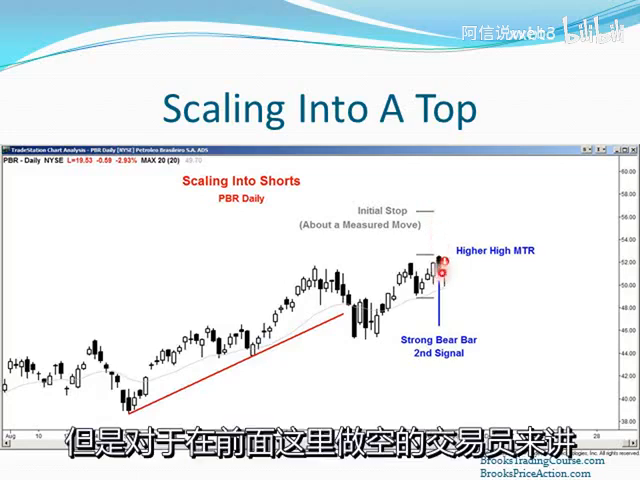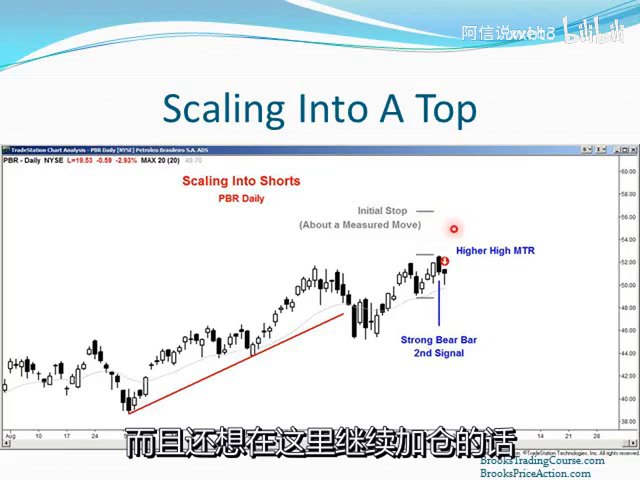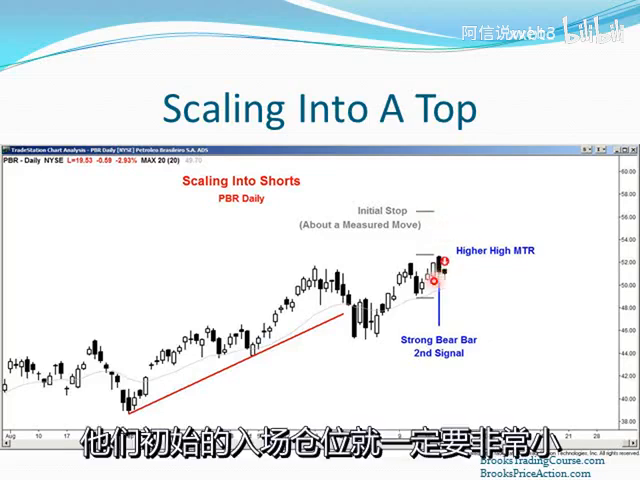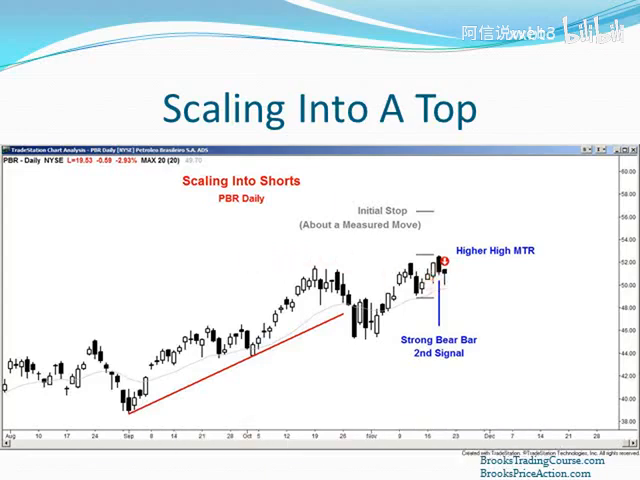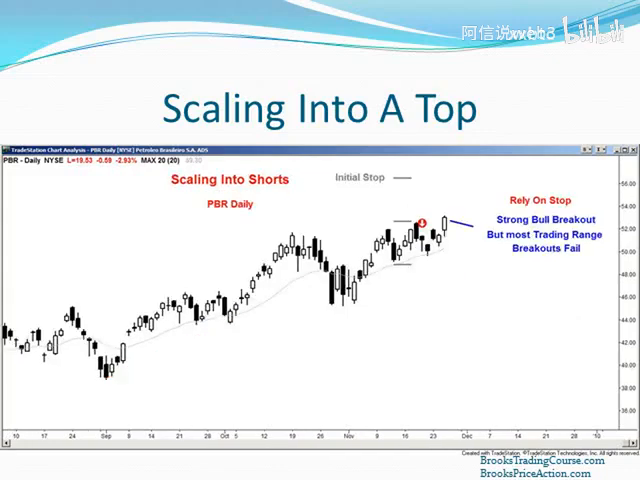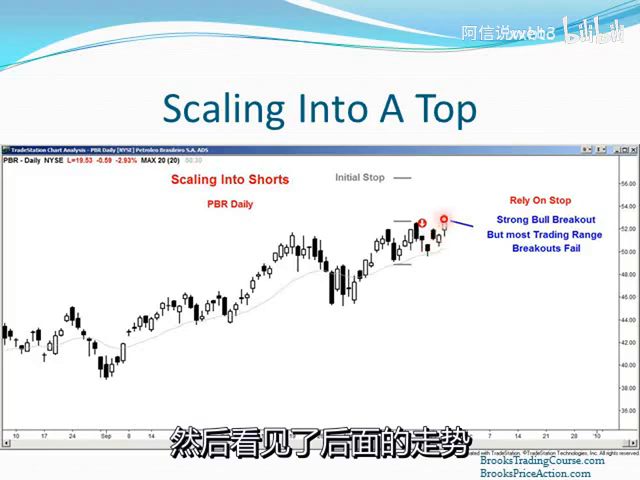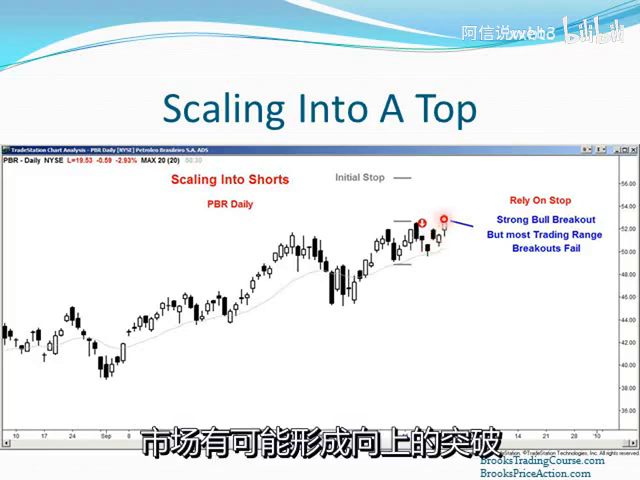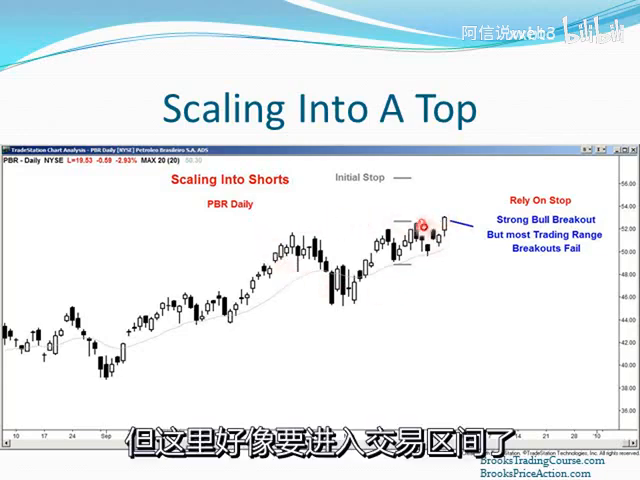However, if a trader shorted here and was using a stop way up here and was willing to scale in more here, their initial position would have to be very, very small, like maybe a quarter or a fifth of their usual position size. So if the trader took that short and then saw this, right, the market might be breaking out to the upside and might be resuming. It looks like we're evolving into a trading range.